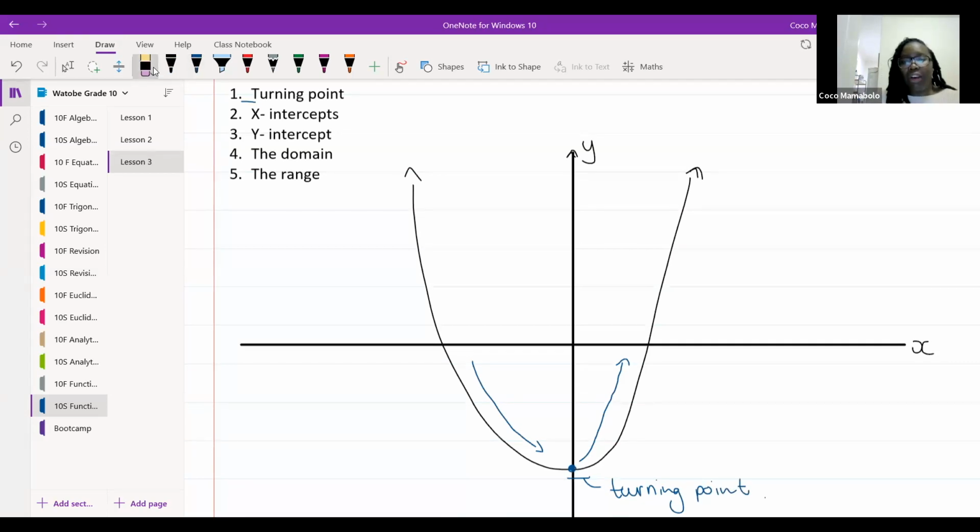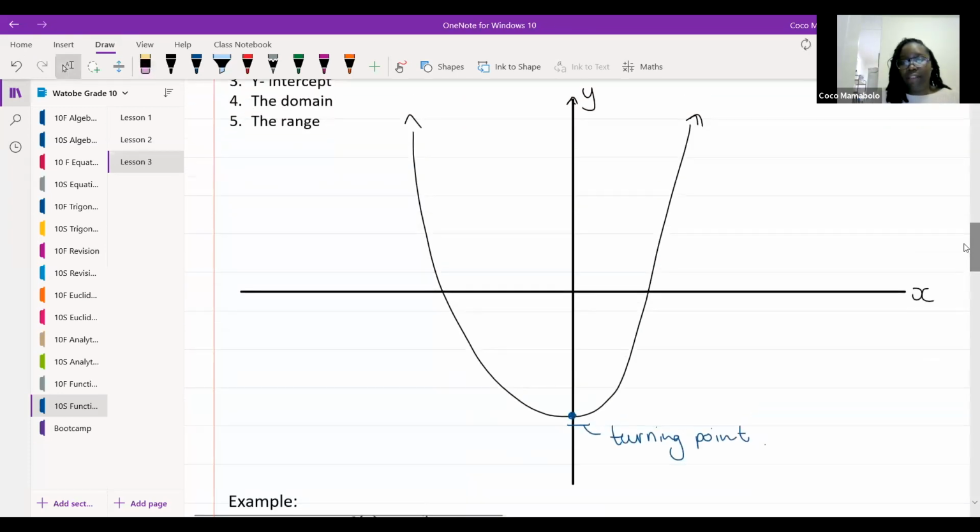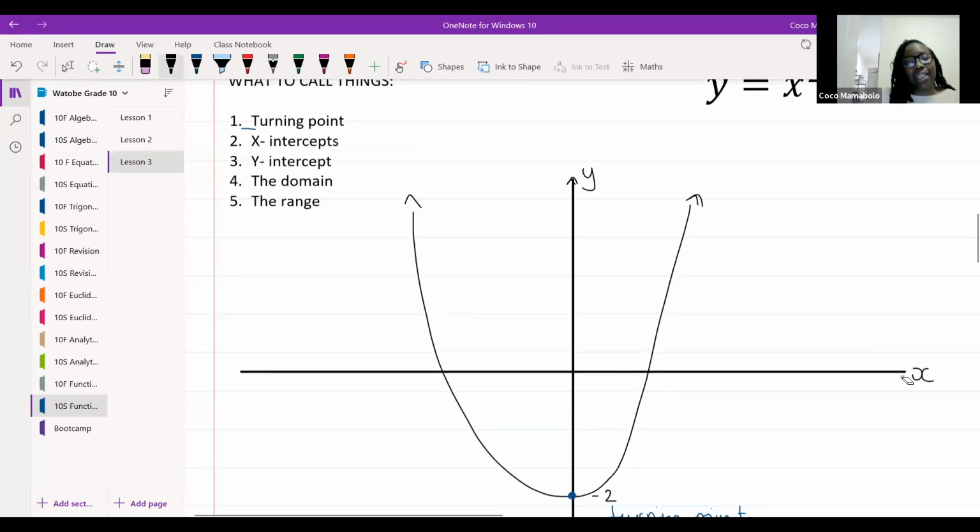Now the turning point tells us exactly where our graph ends. We can't get any values underneath the turning point. So if the turning point over here is -2, if I try to find an answer for -3, my calculator is not going to give me an answer, because at -3 I don't have any part of my graph. So my turning point is that point where my graph starts going from negative back up towards positive.